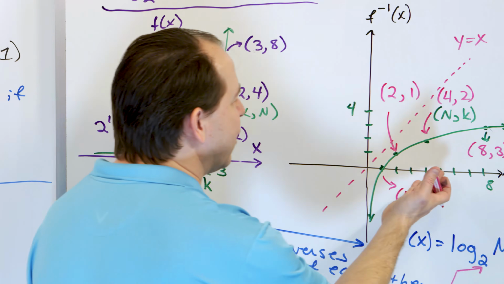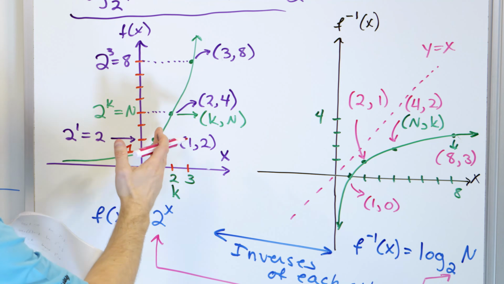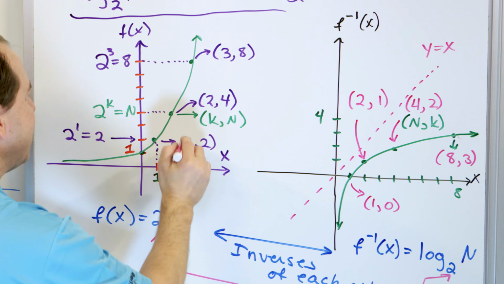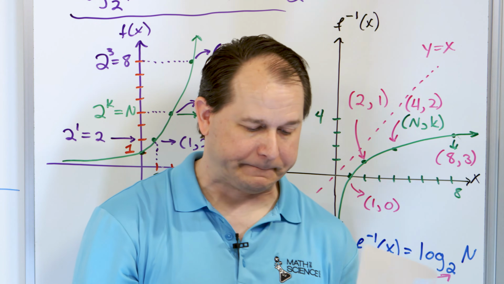Because what's happening in this log equation is I'm just giving you a number and getting the exponent out. When I go to this equation, I'm giving you the exponent and I'm giving you the number out. So it's literally like going backwards through the operation there.